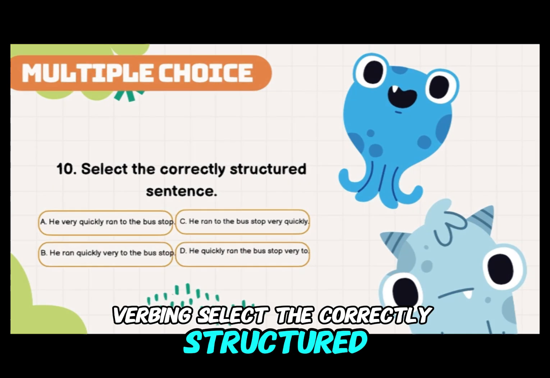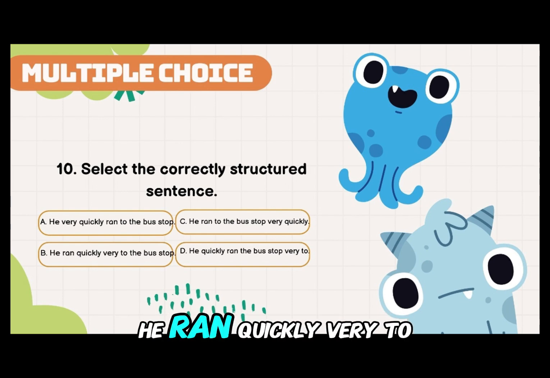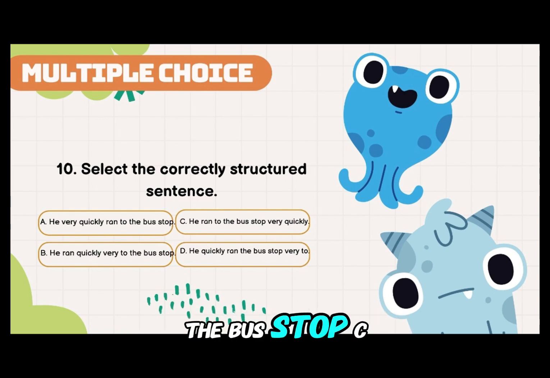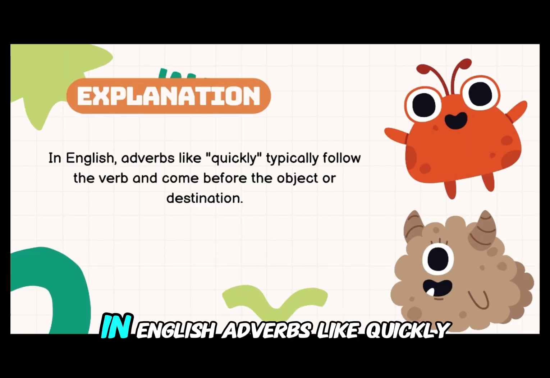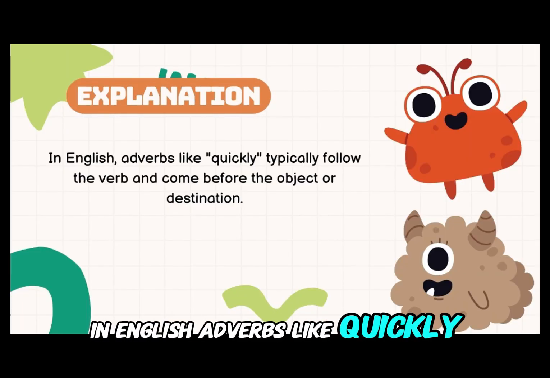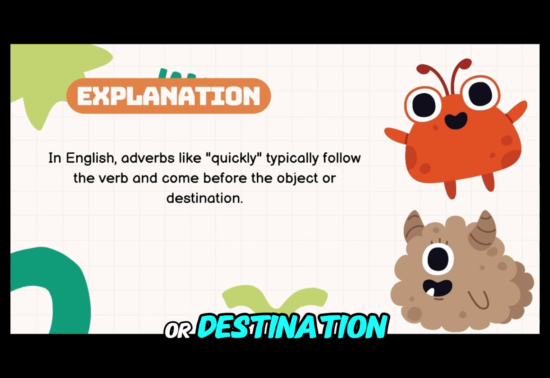10. Select the correctly structured sentence. A. He very quickly ran to the bus stop. B. He ran quickly very to the bus stop. C. He ran to the bus stop very quickly. D. He quickly ran the bus stop very too. The answer is C. Explanation: In English, adverbs like quickly typically follow the verb and come before the object or destination.